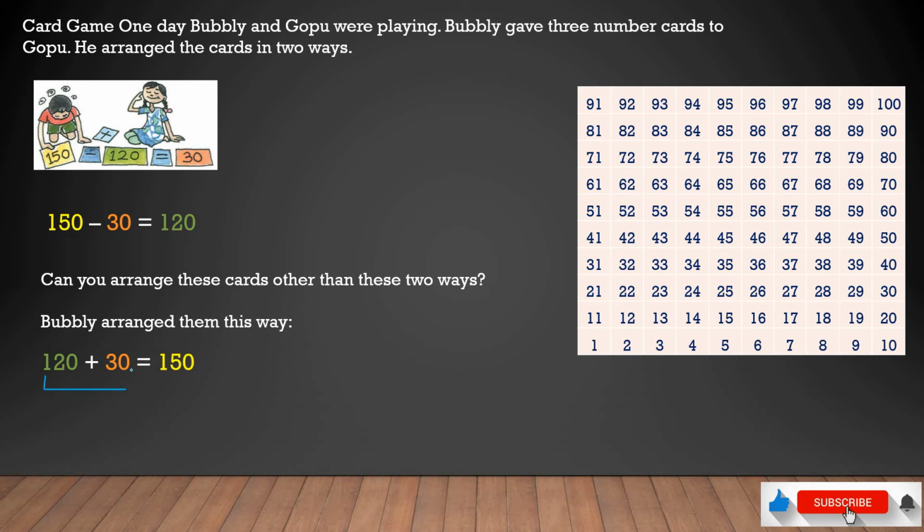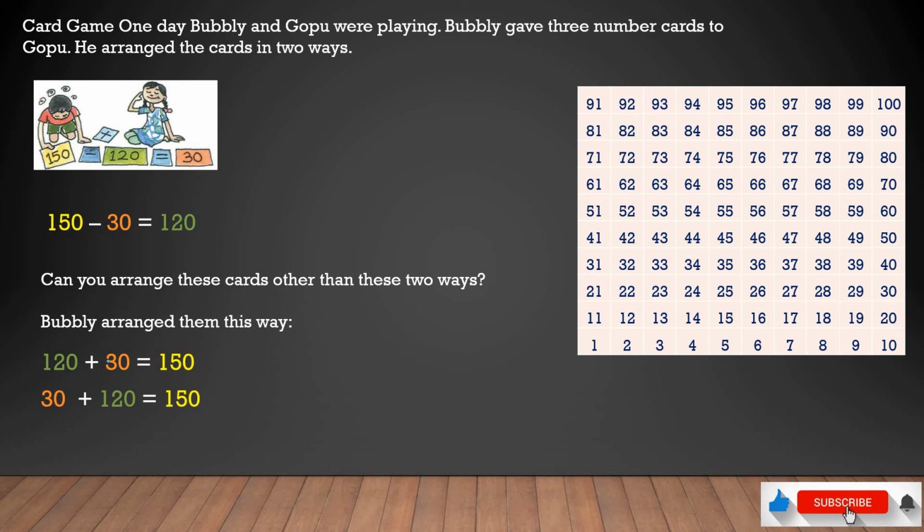So let's see. This is one example. If you arrange 120 plus 30, here we have used a plus sign, and you know these two numbers are smaller than 150. So if you add these together, 120 plus 30, it will give us 150. So we need to ensure that if you add these two numbers, we should get this answer. Then only your arrangement will be correct. So let's see. 0 plus 0 is 0. 3 plus 2 is 5. 1 is as it is. So we got 150. So this arrangement is correct.